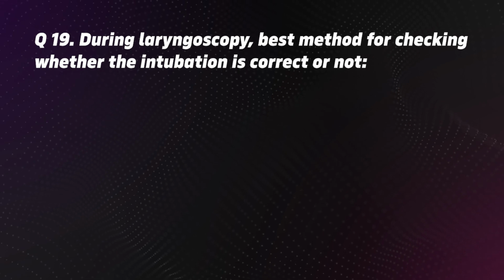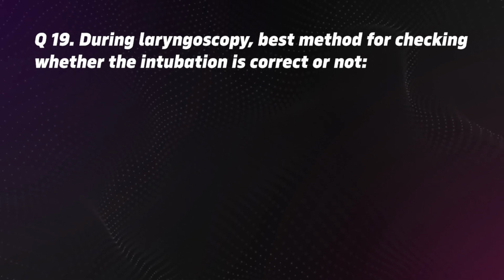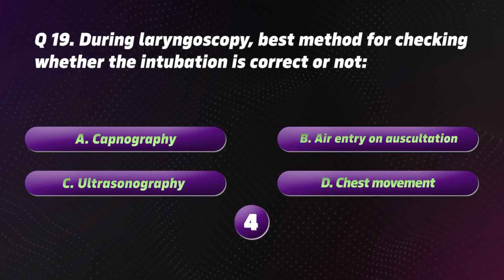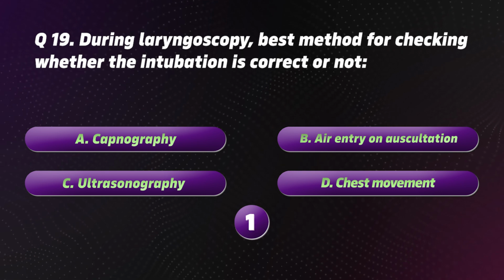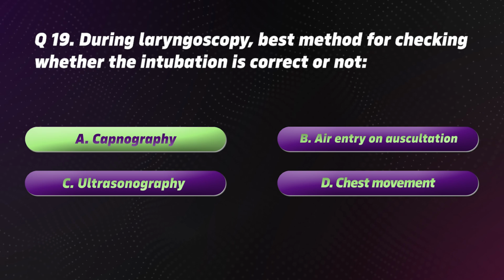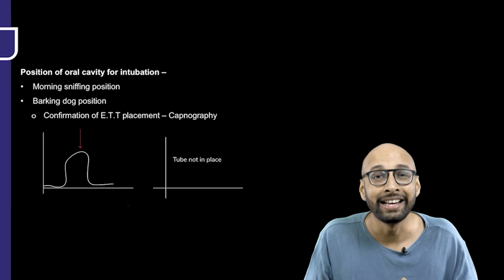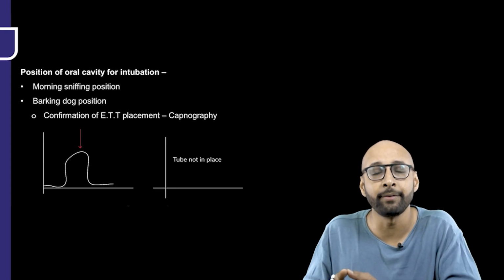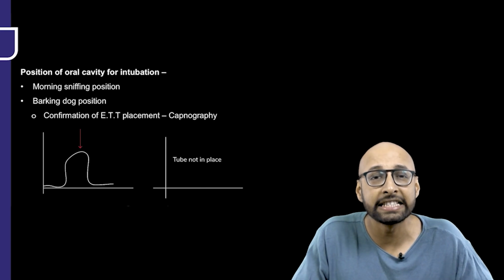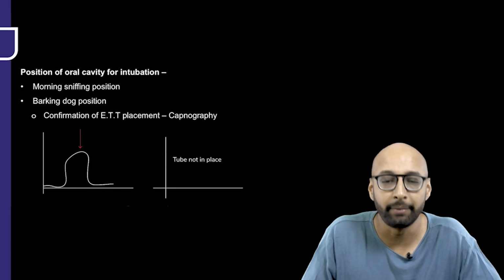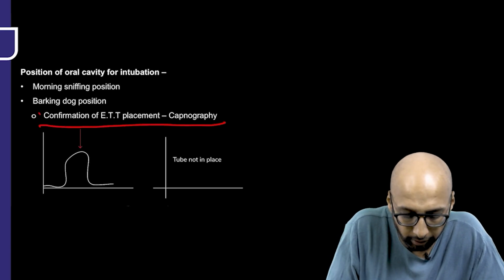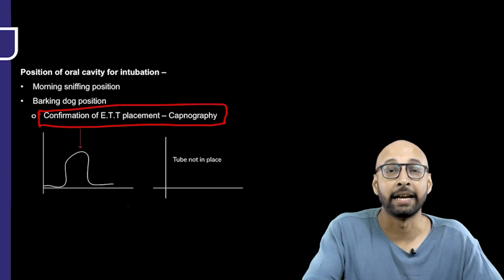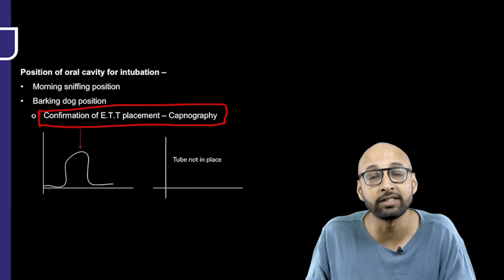Question 19. During laryngoscopy, best method for checking whether the intubation is correct or not. Here are the options. A. Capnography, B. Air entry on auscultation, C. Ultrasonography, D. Chest movement. And the correct option is A. Capnography. Here is the explanation. The placement of double lumen tubes can be confirmed by a fiber optic bronchoscope, whereas the placement of an endotracheal tube can be confirmed by capnography. When we discuss capnography in detail, you will come to understand how this helps us to understand whether the tube has been placed correctly.